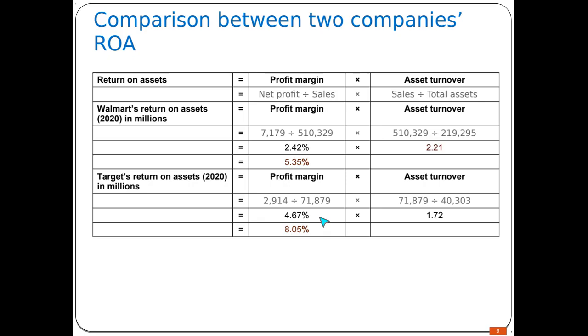And if we compare that with Target's, we see that Target's profit margin, which is 4.67, was higher than Walmart, which is surprising because Target is a smaller company. However, if we look at asset turnover, sales divided by total assets, we will find that Walmart is better, 2.21, right? They have more sales compared to the assets. Now, if you compare the actual numbers, for example, you look at the sales of Walmart, it's 510,329 million compared to only 71,879 million. The total number is much more for Walmart.